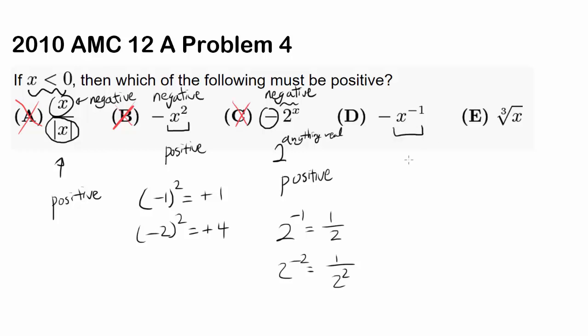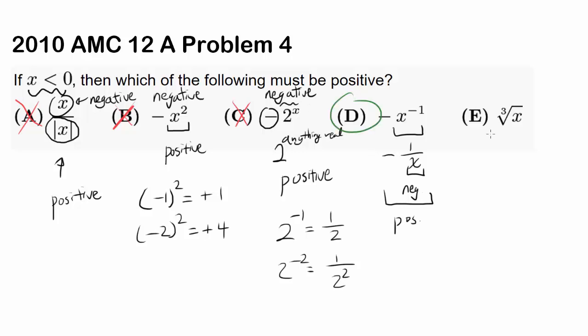Well, x to the negative first power is the same thing as 1 over x, and you have a negative sign, and 1 over a negative value is negative. So you know this part is negative, and if you take the negative of that, you're going to get positive. So the answer is D.